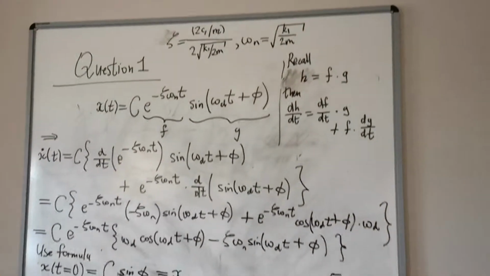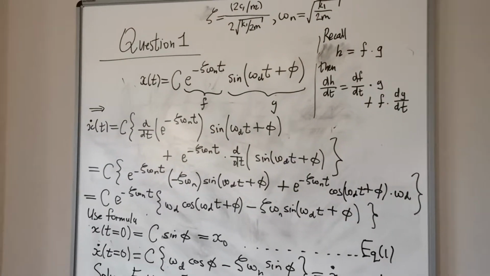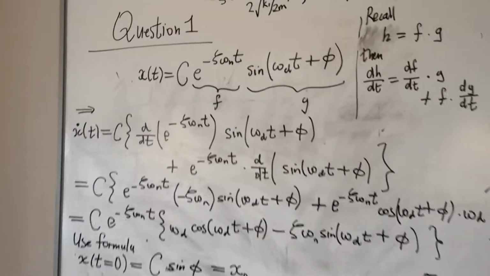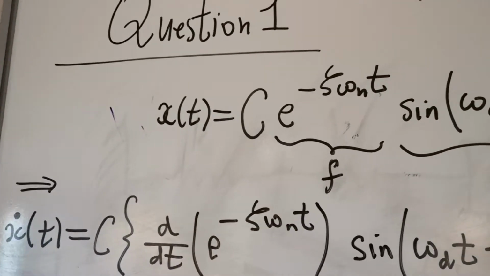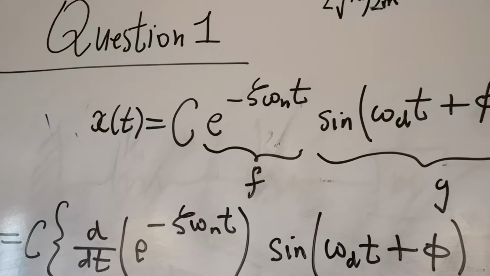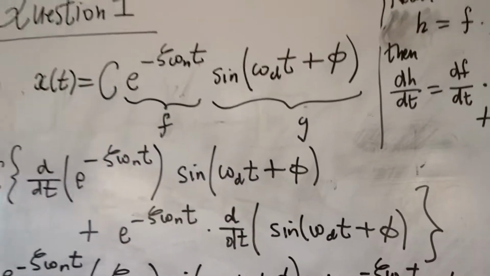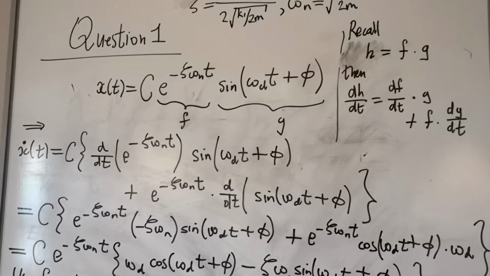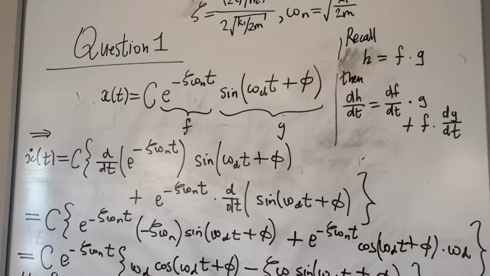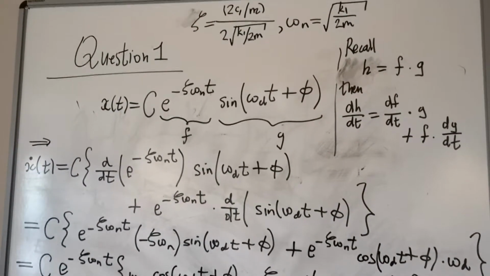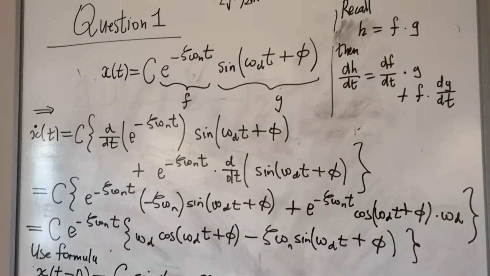Okay, this is now the second part of question 1. We are given a formula: x of t is equal to some constant times an exponent of certain things times the sine of something else. Remember that we had the standard equation with the mass, the spring, and the damper, and we worked out the equivalent mass, the equivalent damper, and the equivalent spring constant.